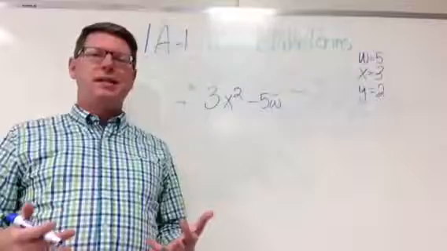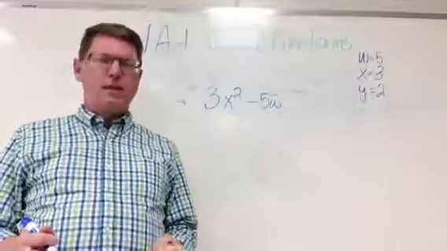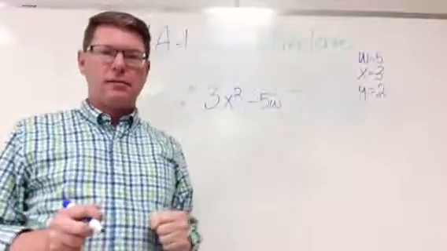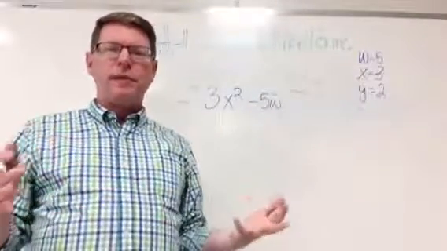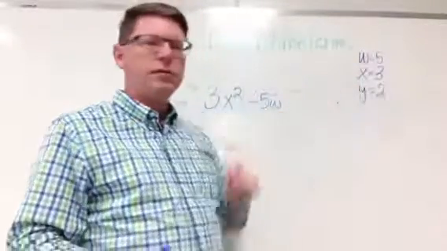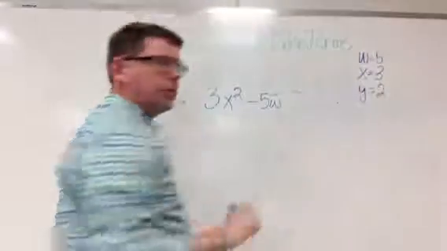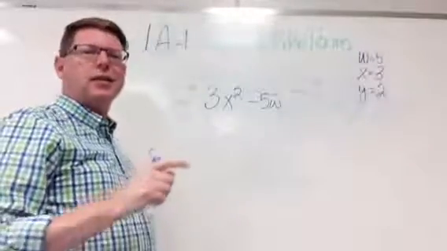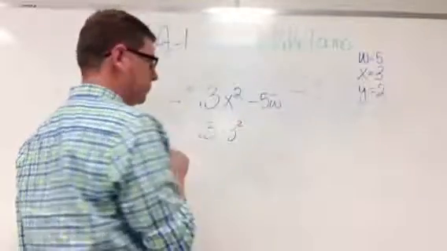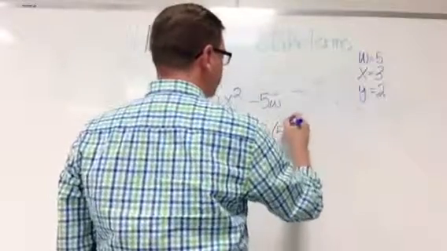Now sometimes they're going to ask us to evaluate an expression, which means they tell us what each of the variables represents. You know that a variable is just a letter that represents some unknown number. Well, if they tell us what it is, we just plug that in. So if w equals 5, x equals 3, and y equals 2, I'm going to see what I have. I've got an x here that I'm going to square, so I'm going to replace the x, or substitute 3 for the x. So I have 3 times 3 squared minus 5 times whatever w is, which is 5.